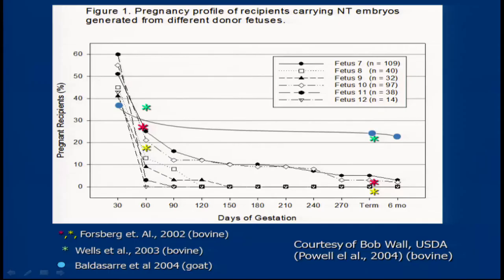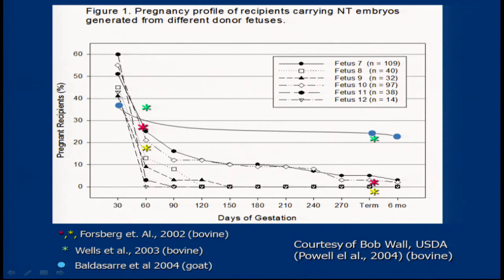So this is a study, well, it's a collection of studies. One is from Bob Wall's group at the USDA, where they are asking the question about, does it matter which fetus we use? Because there has been some evidence that different cell lines have different cloning efficiencies. And so as you see here, with the initial transfer of the blastocyst into the cattle, you get a relatively decent pregnancy rate running from 40 to 60%.